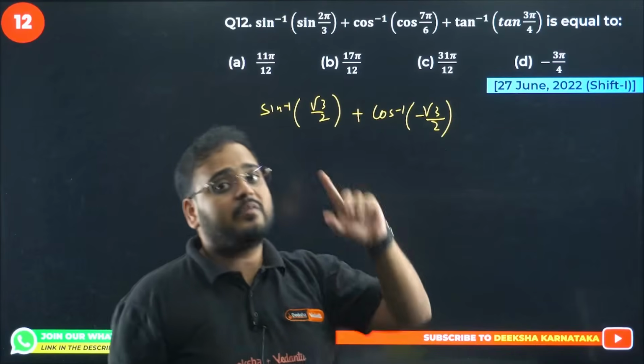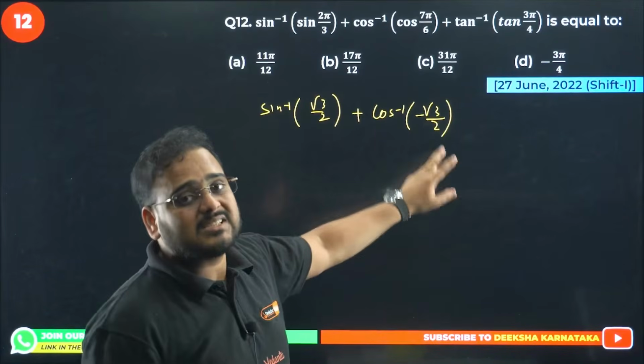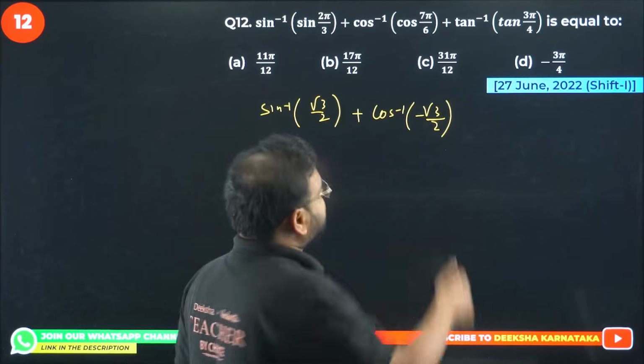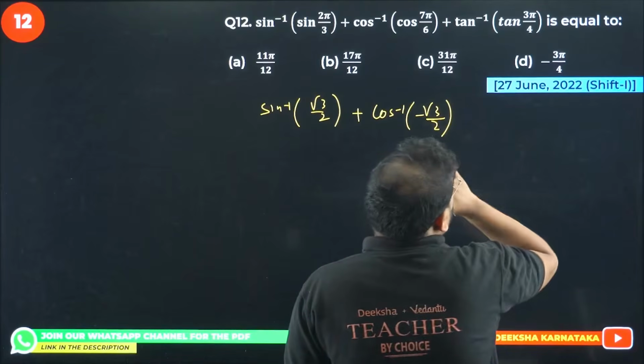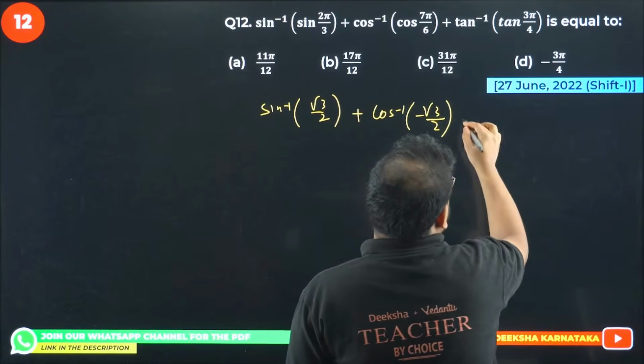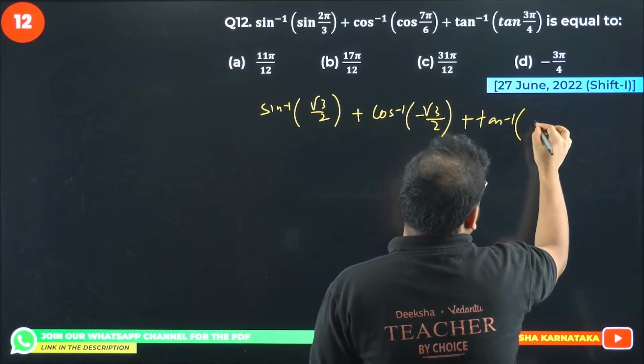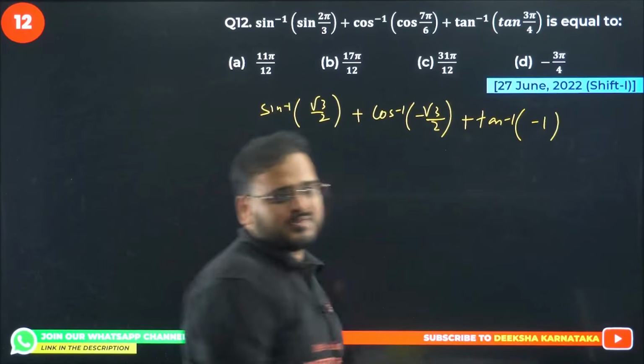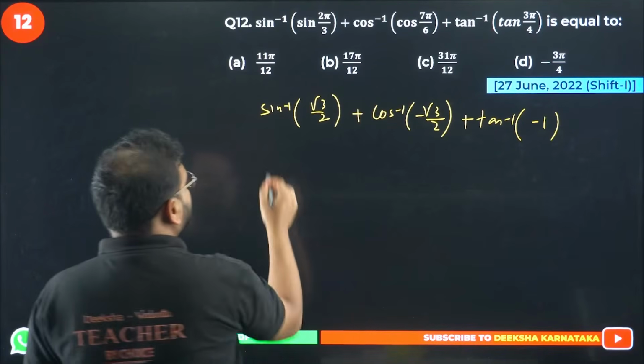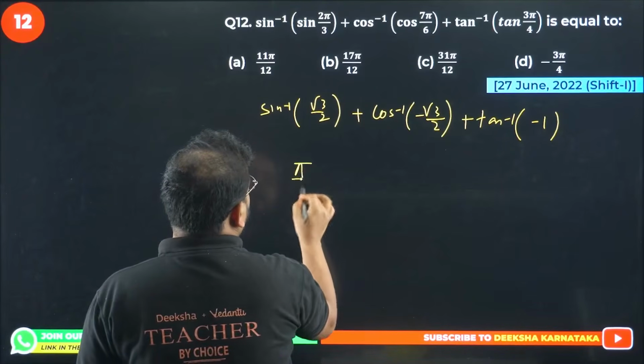Remember how to solve it? Third quadrant, cos pi by 6 will be negative, as minus root 3 by 2. This will become what? Again second quadrant, right? So tan inverse of minus 1, I think. Yeah, minus 1. Correct. Let's solve it. So we get over here as pi by 3.